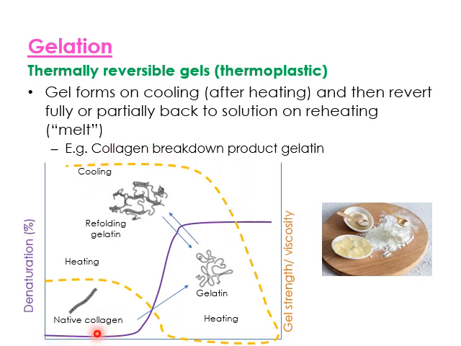So collagen in its native state is solid. Upon heating, this will increase the denaturation of the protein. Okay, the protein now becomes gelatin with lower gel strength and viscosity, so they pretty much melt. But if you cool it off, gelatin will start to refold and become gel-like, a solid gel-like. But if you reheat this refolded gelatin, it will melt into gelatin with lower gel strength and viscosity.